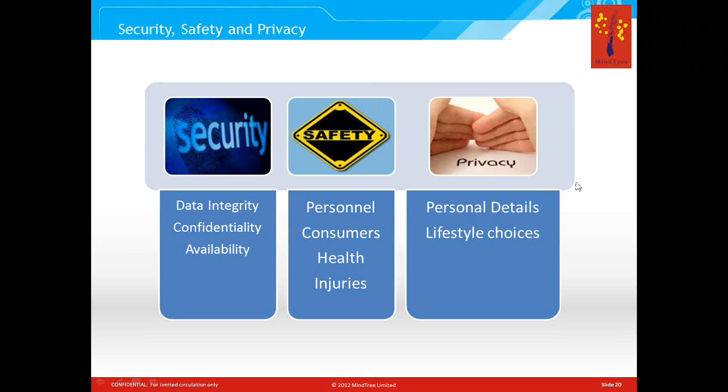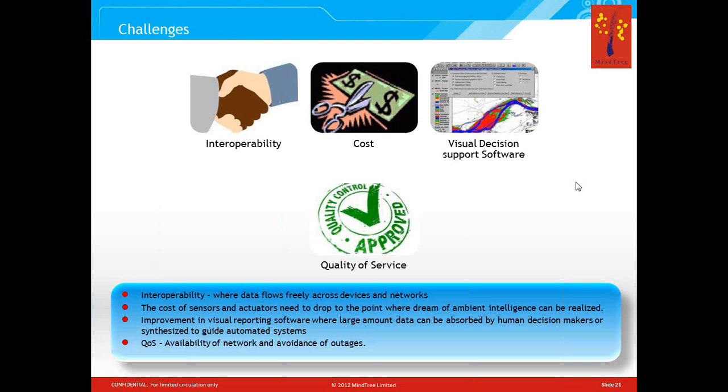So I'll go to the next slide. These are a few more challenges we have. These are mostly technical challenges, I can say. Now, although the standards have been developed and new ones are being developed as we speak, interoperability is still an issue.